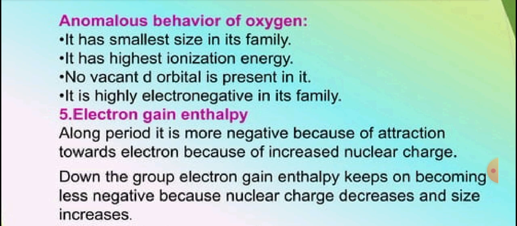The main reasons are somewhat similar, as we will see from oxygen. You can also compare it with all the other first members of respective families. It has small size in its family. Second, it has the highest ionization energy. Third, it has no vacant d orbitals present in it. Fourth, it is highly electronegative in its family. So these are basically its anomalous properties.